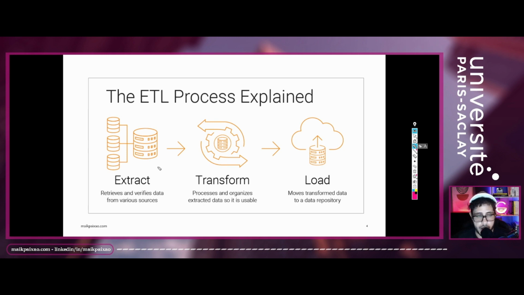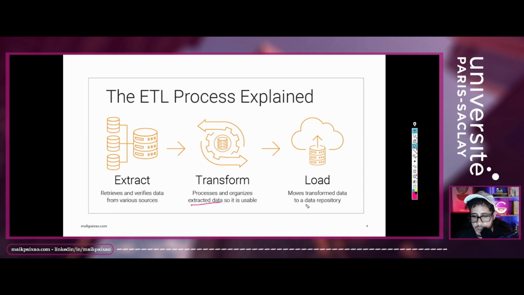So we have the extract step that retrieves and verifies data from multiple data sources. We have the transform step that processes and organizes our extracted data so it can be useful to data scientists and data analysts. And finally we have the load phase, where we gather this transformed data and feed it to some kind of data repository.